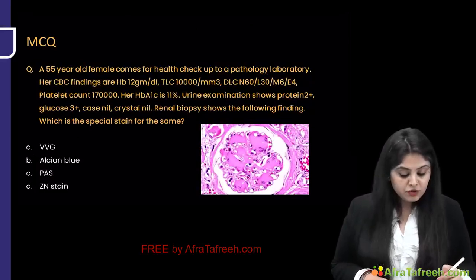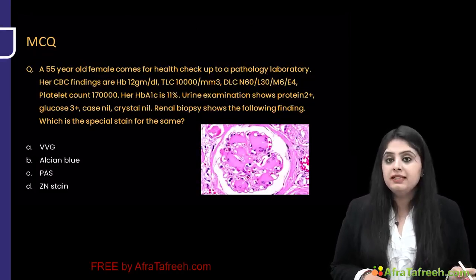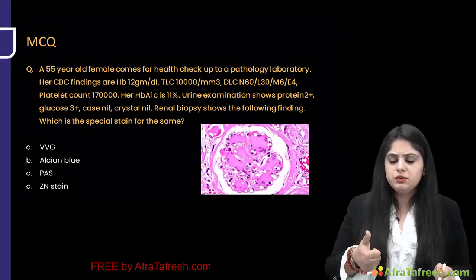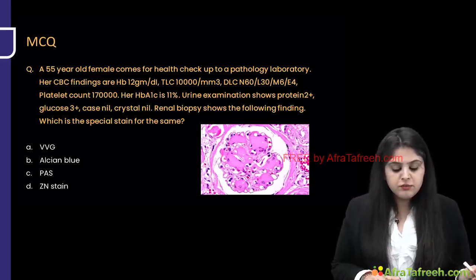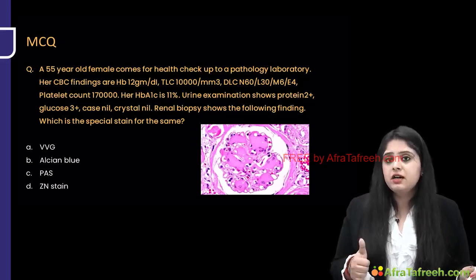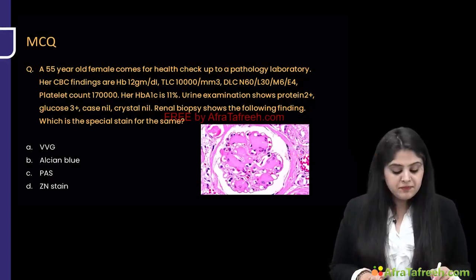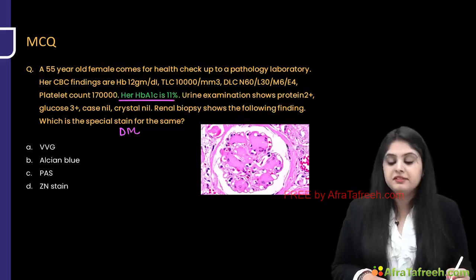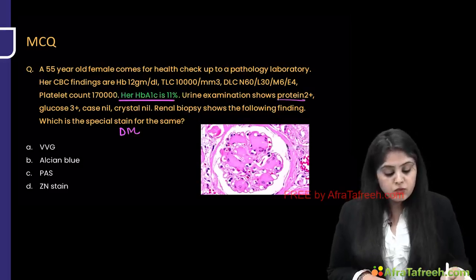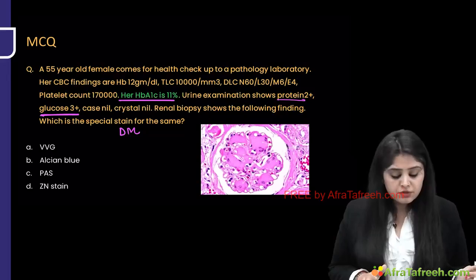This is from medicine actually, where you have a 55-year-old female who comes to a path lab for a health checkup, and her CBC findings are: hemoglobin is good, 12 grams, TLC 10,000, anything up till 11,000 is good, DLC also seems to be fine, platelet count 1,70,000, anything above 1,50,000 is good. So up till now she seems healthy. But then comes her HbA1c level, which is 11%. Of course, she is having diabetes, and that too uncontrolled diabetes. Urine examination shows protein 2+, glucose 3+. I'm very sure glycosuria is also happening. Glucose is coming out into the urine.